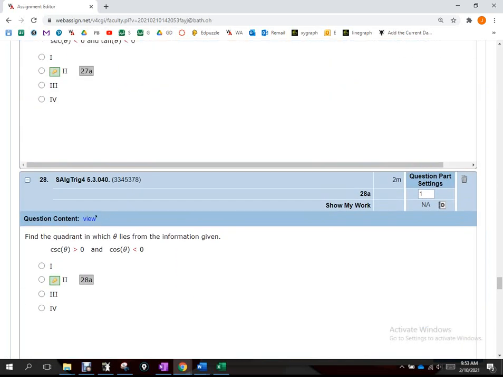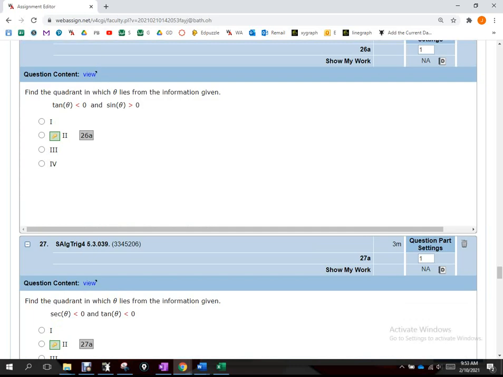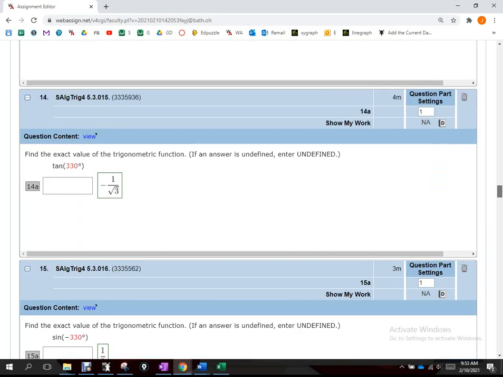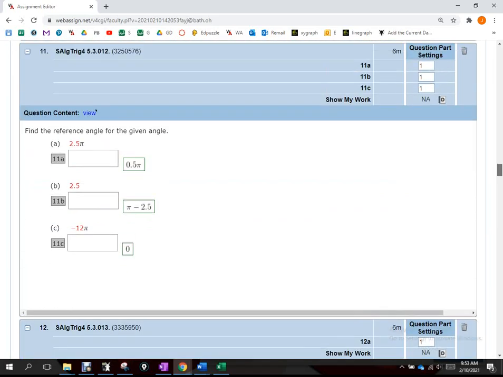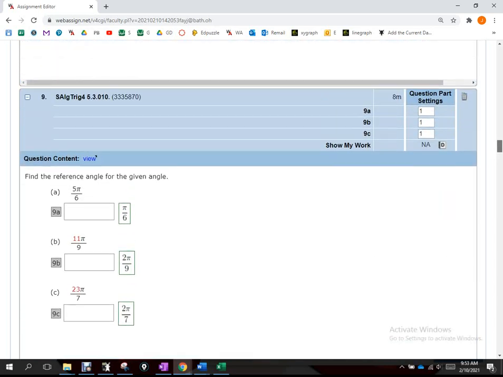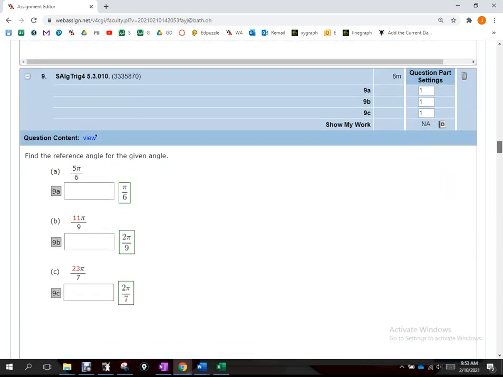Say again? 9C. Okay, so if we've got 23 pi over 7, they want us to find the reference angle.